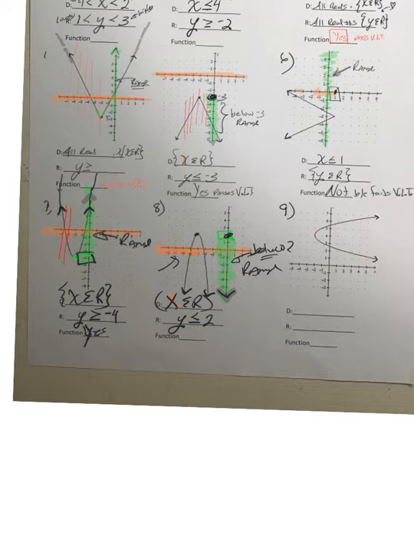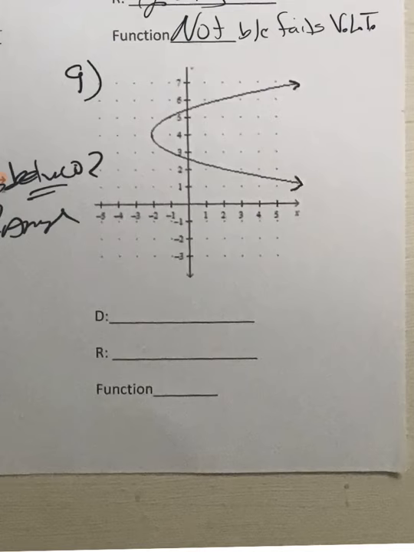Okay, number 9. We'll blow this one up. Okay, so do you think the domain is all real numbers again? If you said the domain is all real numbers, you would be saying that the graph is everywhere. And I don't see the graph over here at all. I only see the graph in this part. I only see the parabola.